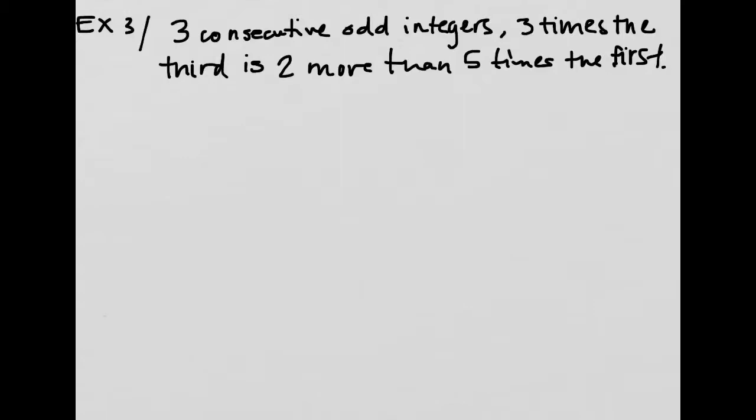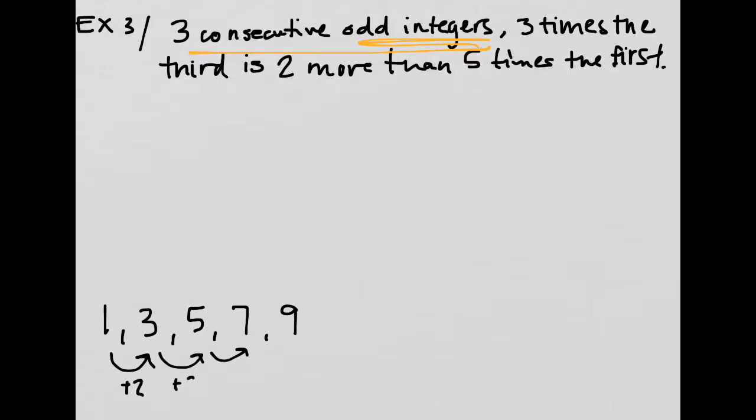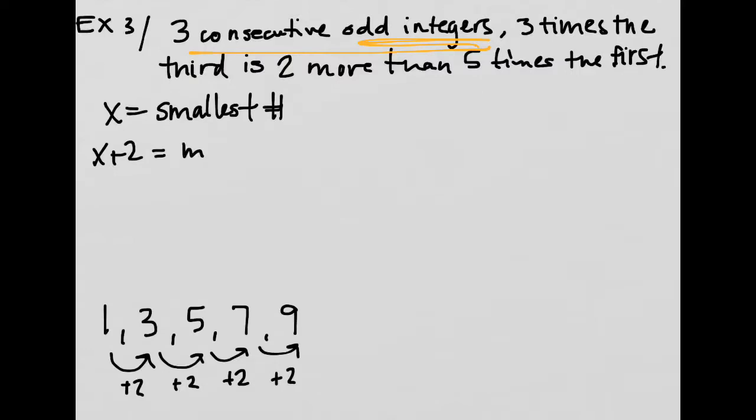So I'm just going to pause there before we do anything else. Odd integers, that means if I had 1, then I would have 3 next, then 5, then 7, then 9, right? So instead of adding 1 like I did over here, I'm actually adding 2 every time. Whether they're even or odd, you're always going to add 2 every time. Just depends on what you start with, okay? All right, so I have 3 of these now. So I'm going to have x equal my smallest number. And then x plus 2 would equal my middle number, or the next largest, I guess I should say.